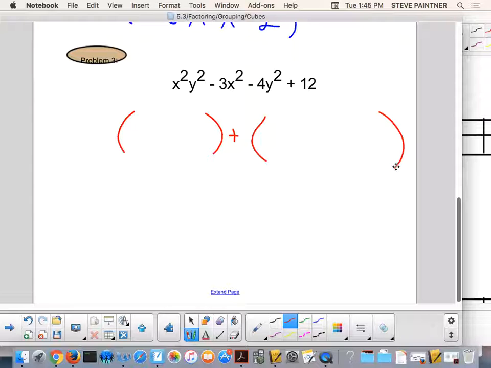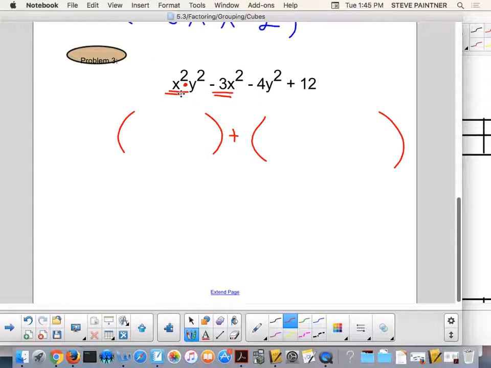Hey, anytime you see multiplication, that's a term. X squared, y squared is a term. Minus, that's your separator. 3 times x squared, that's a term. So tell me what they share. Don't combine. 3x squared has something in common with x squared and y squared. So you want to group this one with which one? You're grouping the first and the second.